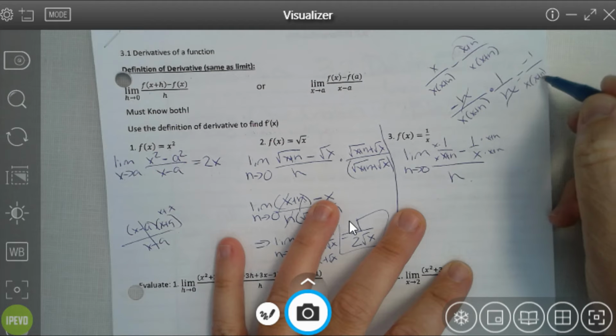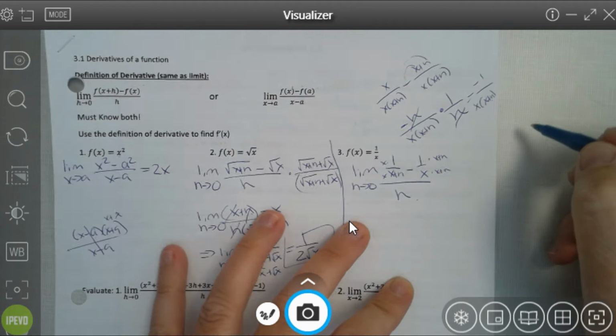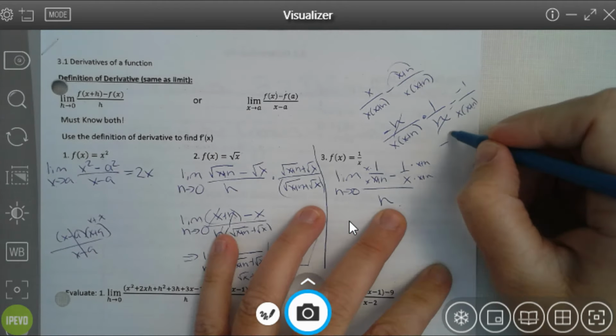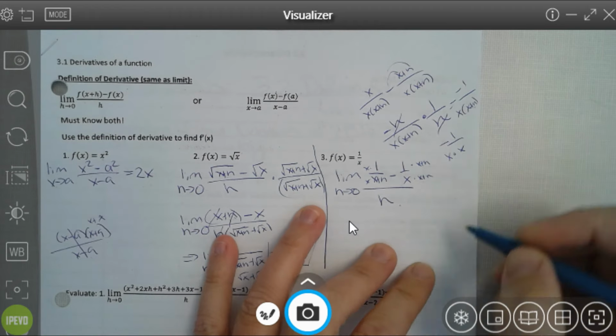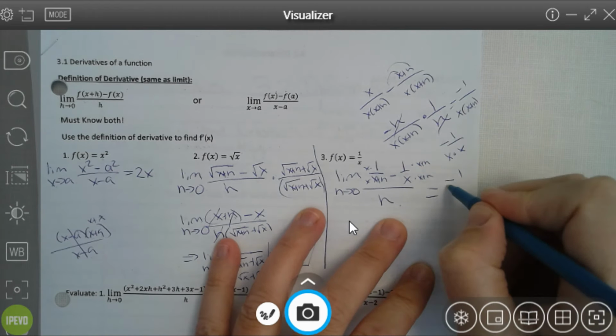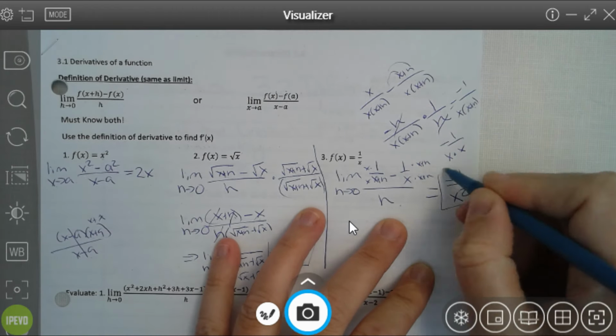Once I've canceled the bottom, I can now plug in 0 for my h up here. So then it becomes negative 1 over x times x. So that tells me my limit equals negative 1 over x squared.